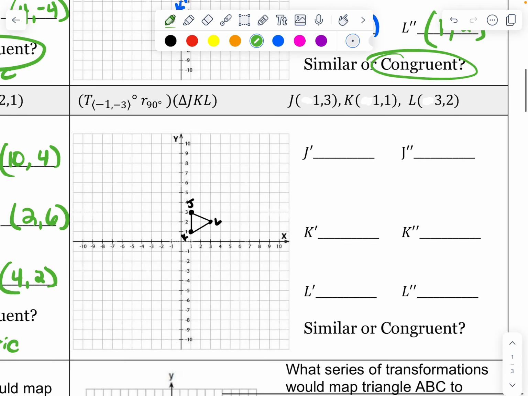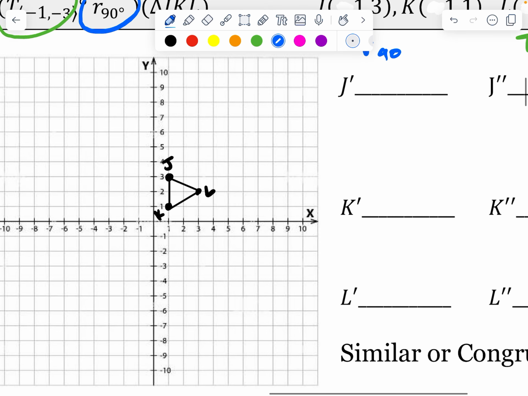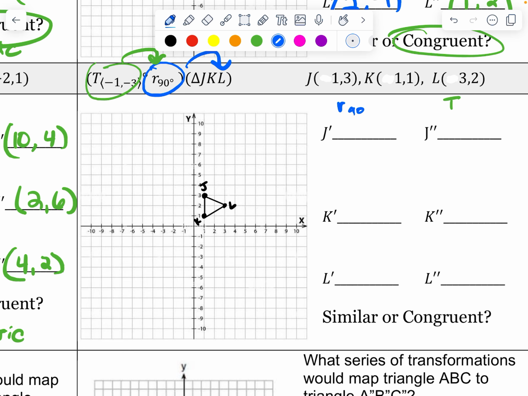Alrighty. One more of these examples. Let's see, this one rotates, then translates. So rotate by 90. And then a translate after I do that. So let's rotate by 90 first. So if I'm going to rotate this guy 90, that is switch x and y, change the sign of the new x. So negative 3, 1. Negative 1, 1. Negative 2, 3.